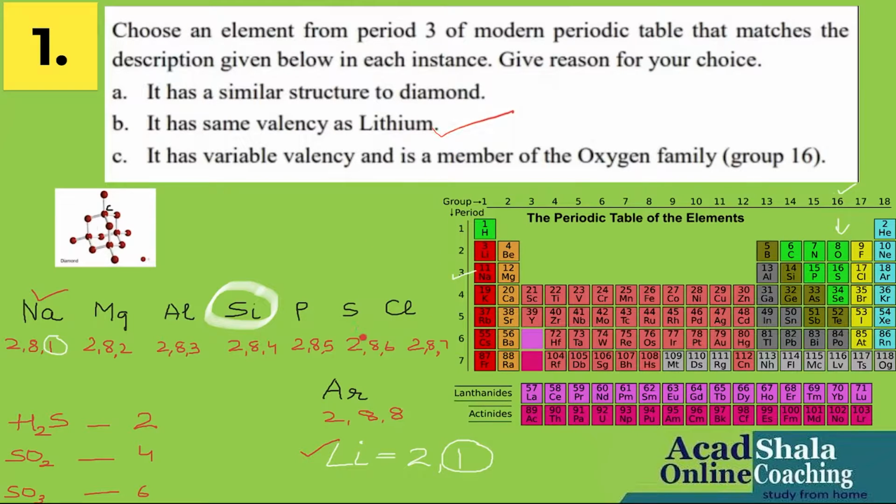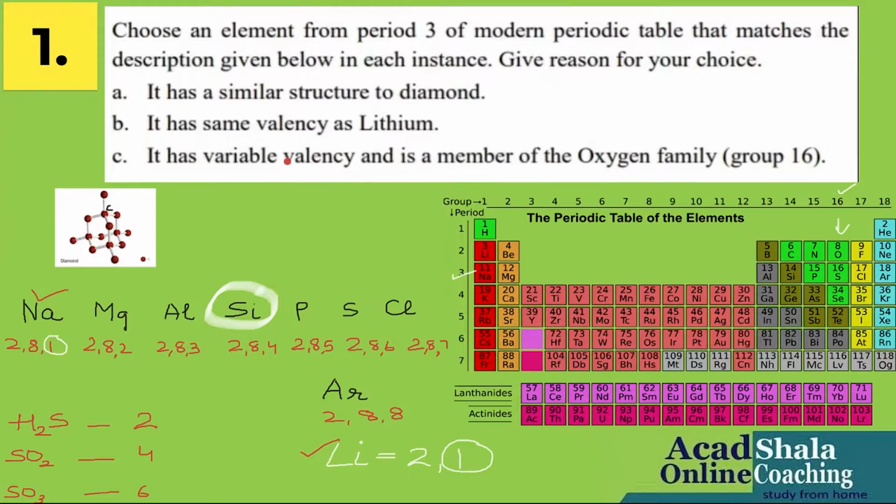So this is also done. Now, C part says it has a variable valency and is a member of the oxygen family. And that too they have given group 16. What is group 16 in the modern periodic table? See over here: oxygen, sulfur, selenium, tellurium, and the list goes on and on.